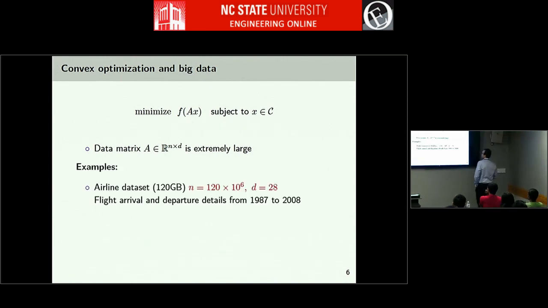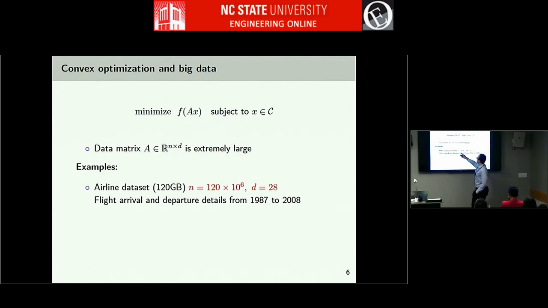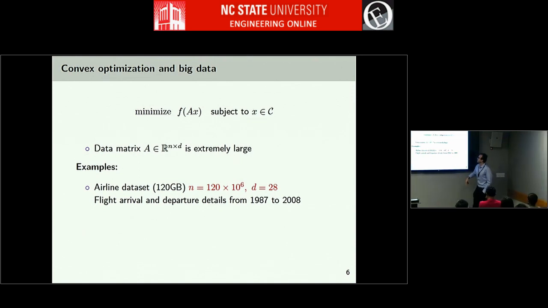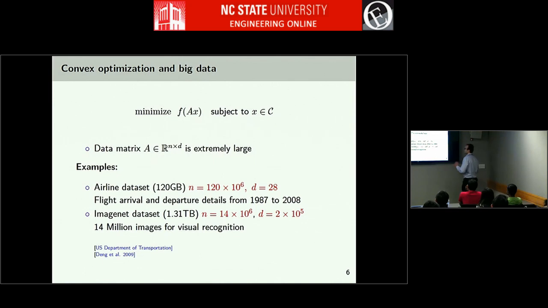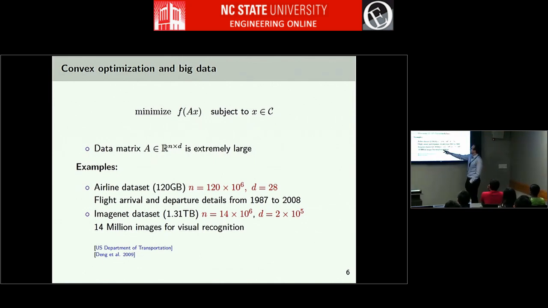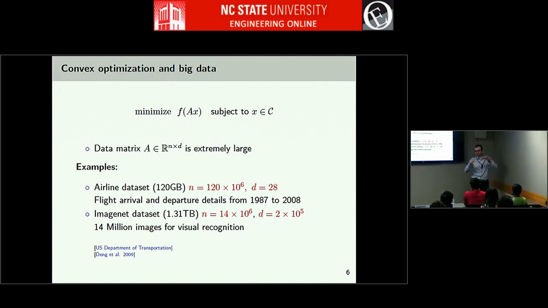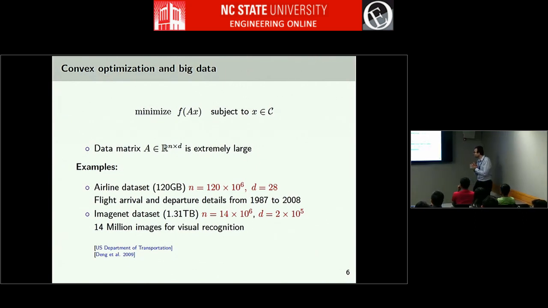So a few examples of large data sets. The airline data set, it's 120 million flights. Their flight details for over 21 years. And d is very small. Okay, so it's an extremely tall data matrix. Another example is the ImageNet dataset. It's 1.3 terabytes, 14 million images, and d is the image pixels vectorized, so it's a couple thousands, still extremely tall and thin, but very large.